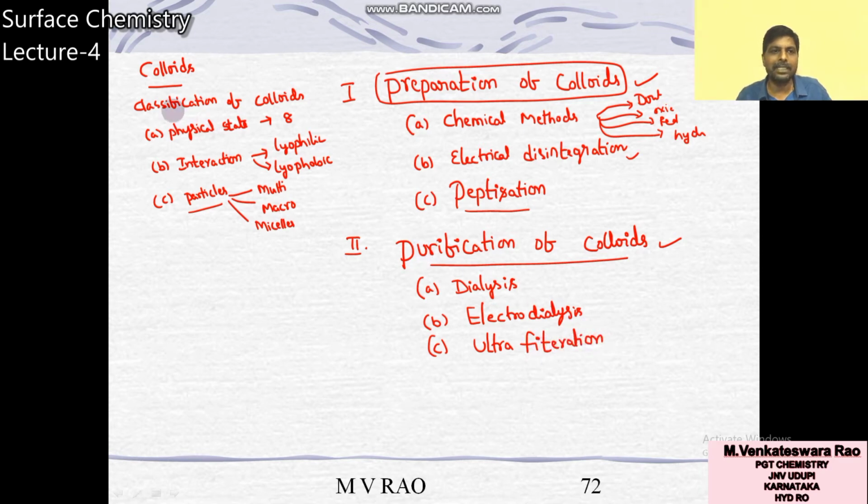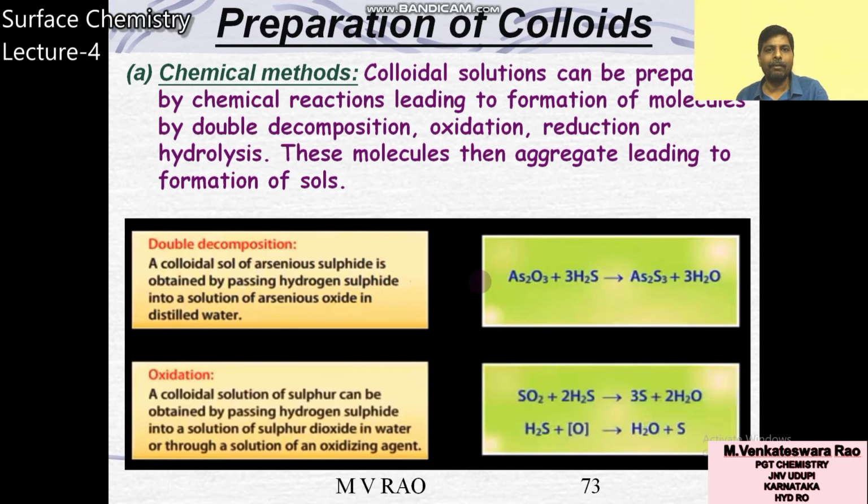So in colloids, one topic is classification, that is already over. In today's class, I am going to explain preparation of colloids and purification of colloids. After that, the next topic is properties of colloids, and applications of colloids around us. That one you will see later. Now, preparation of colloids. Already I told there are 3 types of methods. First one is the chemical method.